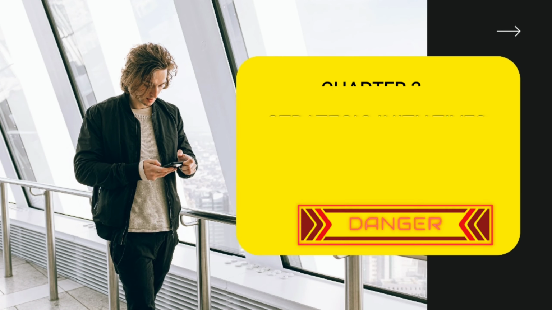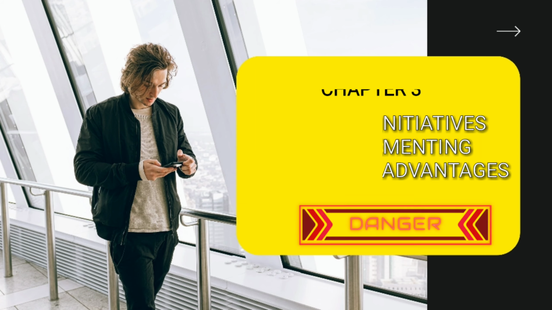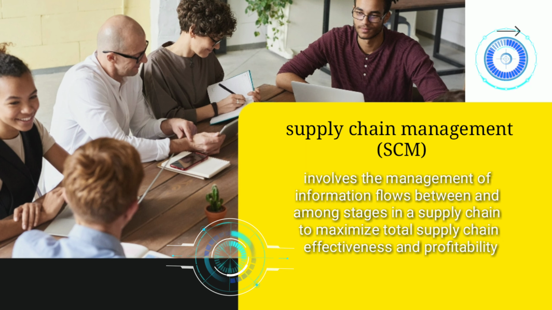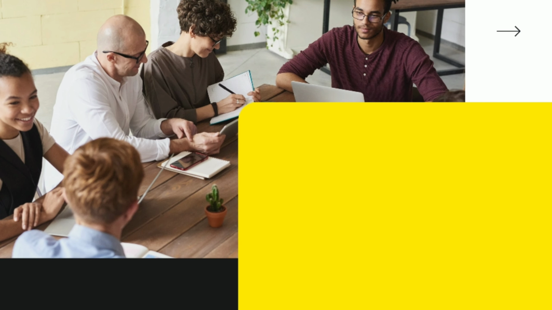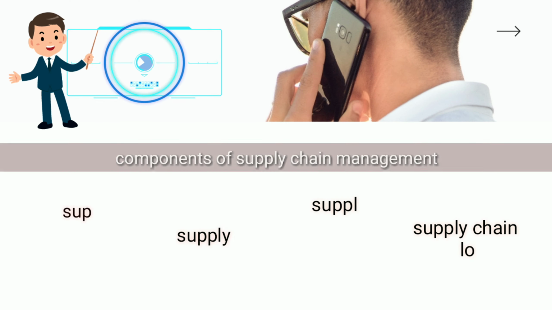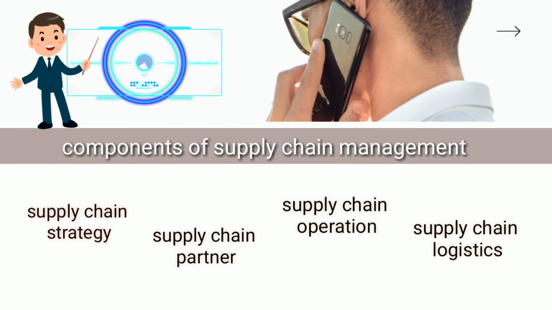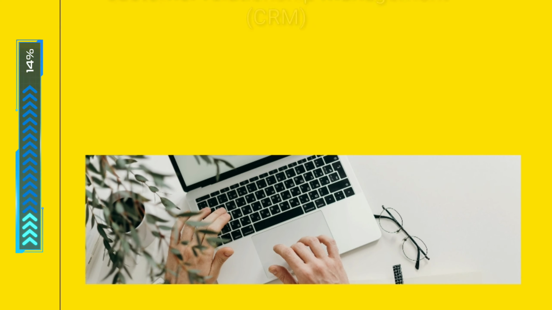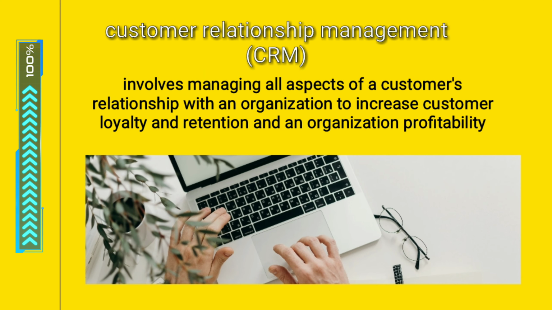Next, Chapter 3, Strategic Initiatives for Implementing Competitive Advantages. Supply Chain Management (SCM) involves the management of information flow between and among stages in a supply chain to maximize total supply chain effectiveness and profitability. There are 4 components of supply chain management: supply chain strategy, supply chain partner, supply chain operation, and supply chain logistics.